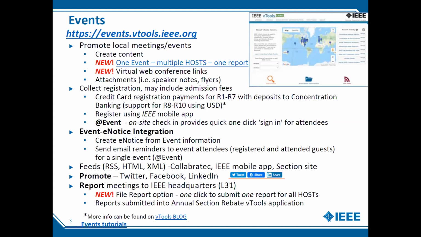It collects registration if you want to set up registration, so you know who's going to attend. And if you want, maybe not now, but in the future, when there's in-person, you may want to charge a fee, or maybe you want to charge a fee now. We have the capability to enable a payment process where you would register and then make your payment, and we work through the concentration banking group to facilitate that. The monies that are collected, in either US dollars or Canadian, are deposited into the local chapter's CB account.